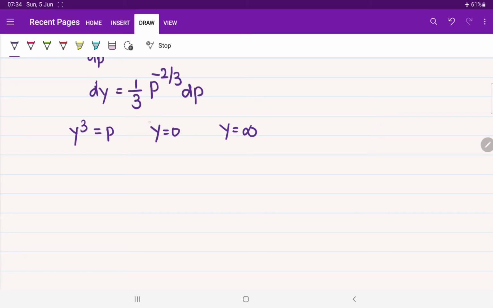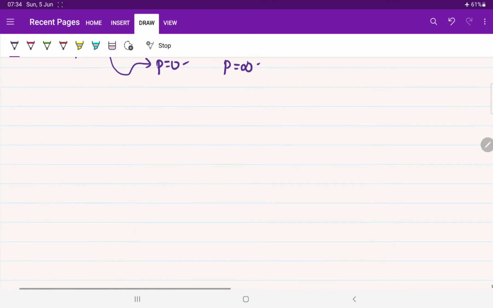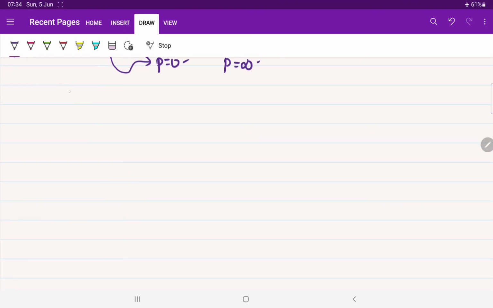Now tell me, if I replace y is equal to 0 here, the value of p will become what? p also is going to be 0. If I replace y is equal to infinity, infinity cube will become infinity only, so p also will become infinity. So the new limits are once again 0 to infinity only, undoubtedly. Now it's time to explore the integration value. Let us proceed further. Same integration, we are traveling from 0 to infinity.